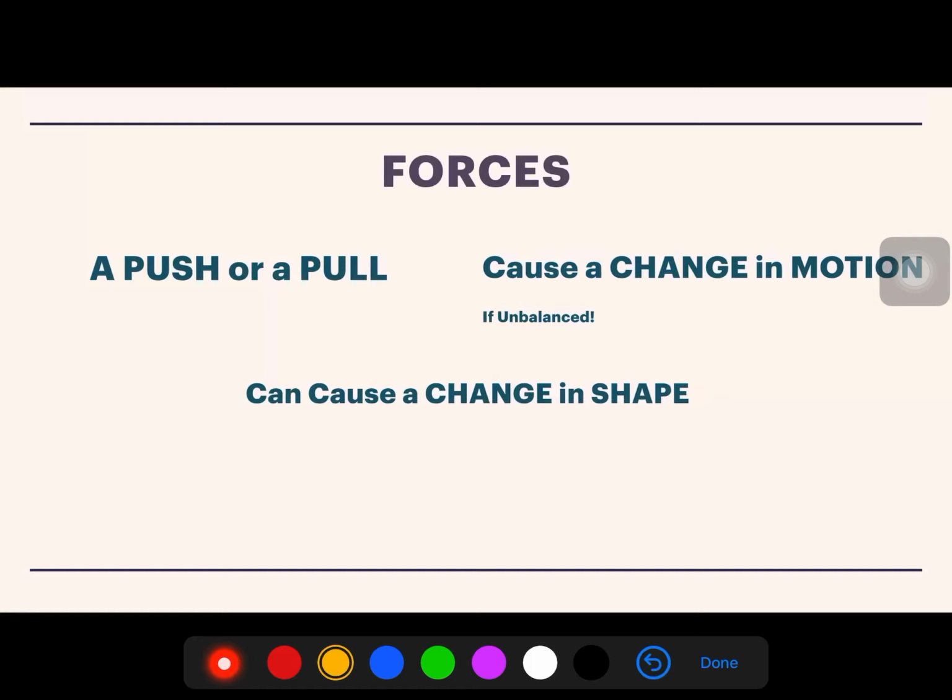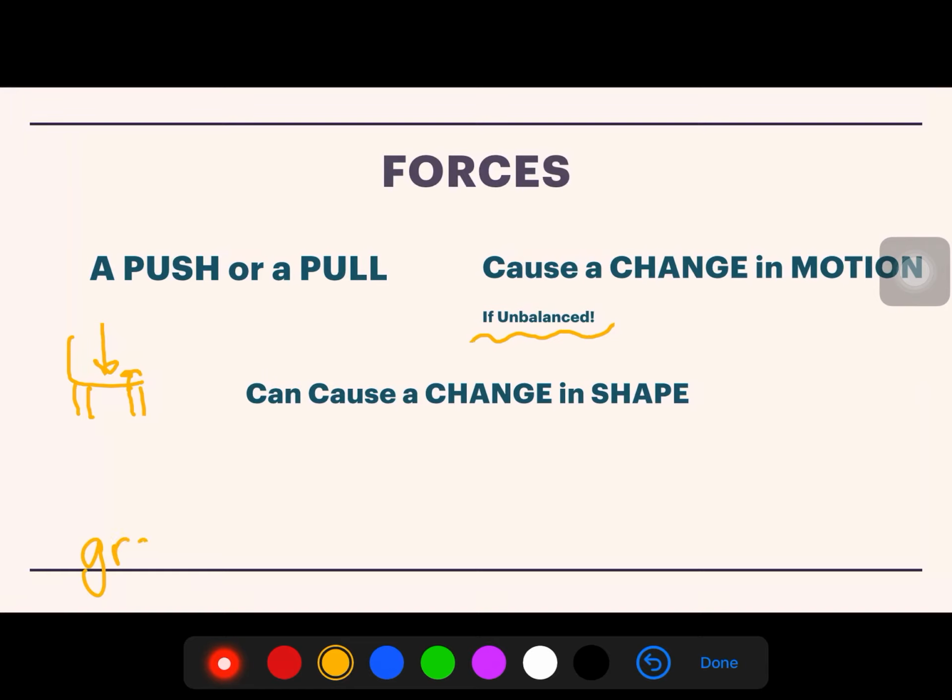So lastly, forces. They are a push or a pull, and they can cause a change in motion if they are unbalanced. So I want you to think about a time that there's a force, but there's not a change in motion. Are you sitting in your chair? Your body is pushing against the chair, and guess what? The chair is pushing back up on you. But is there motion? Is your chair collapsing? Is it rising? No. That's a balanced force. If it's an unbalanced force, then there's going to be a change in motion.